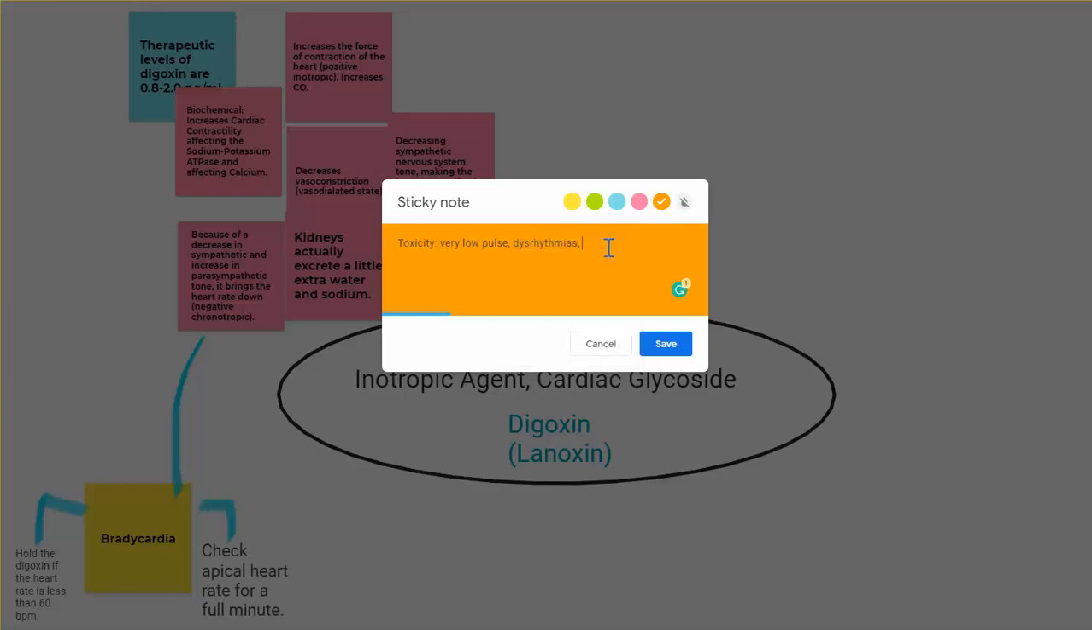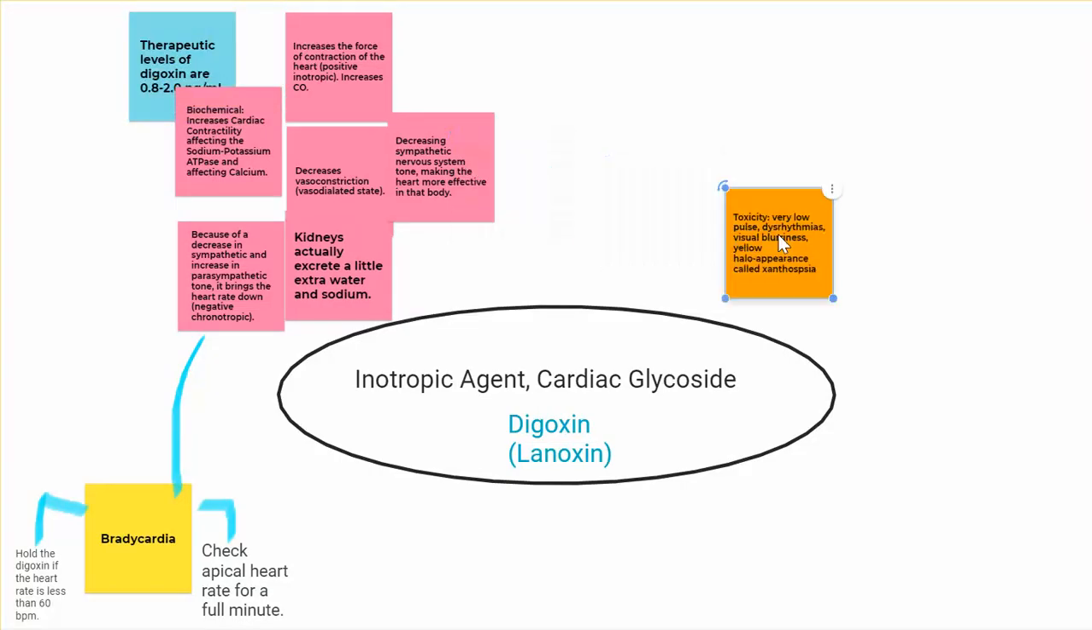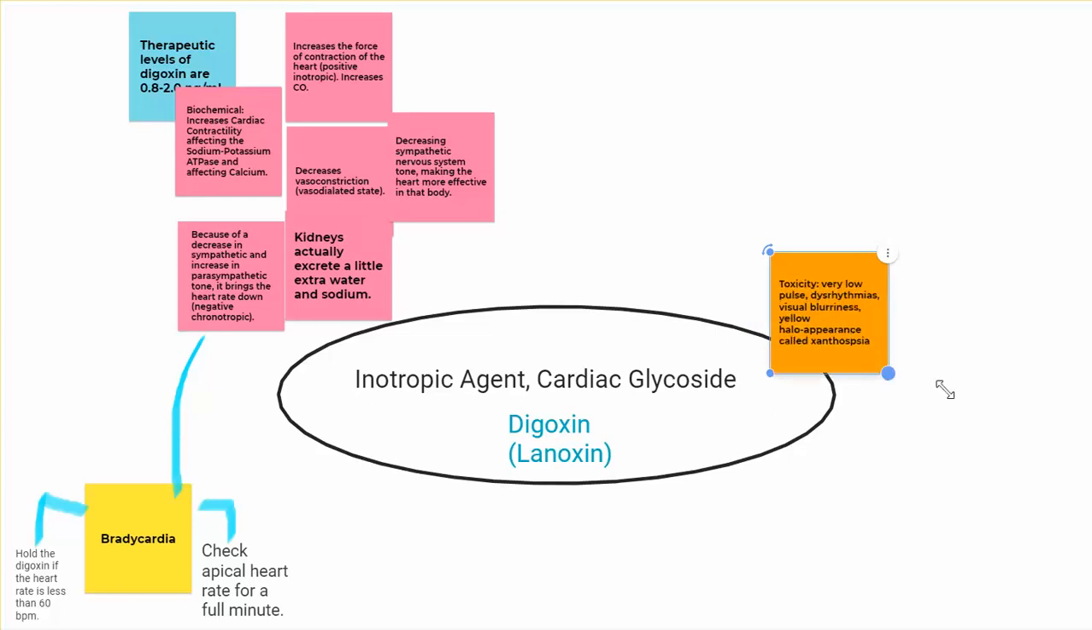Okay. People will report visual disturbances. So visual blurriness. But the one that was really, really apparent on my NCLEX, and I knew right away, was this yellow halo appearance called xanthopsia. Okay? So this yellow haloed appearance called xanthopsia, that is really important. That could be on your NCLEX, right?